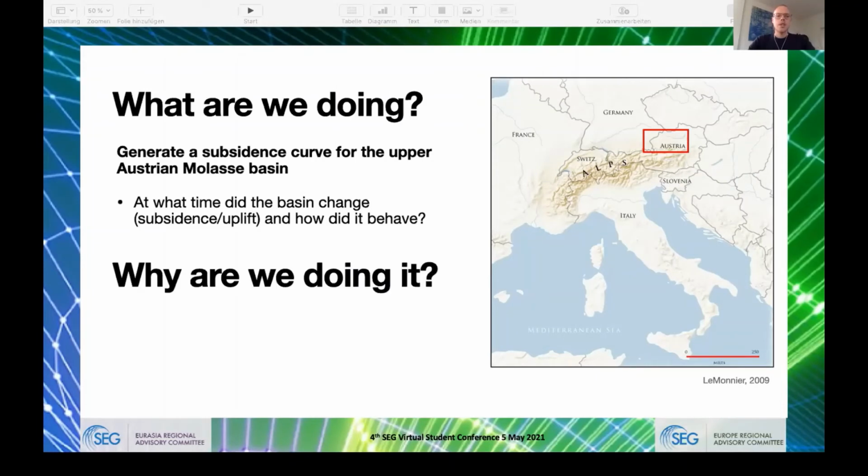The second question is, why are we actually doing it? Why do we even bother? Therefore, we first have to understand how foreland basins even form and why they are that important.